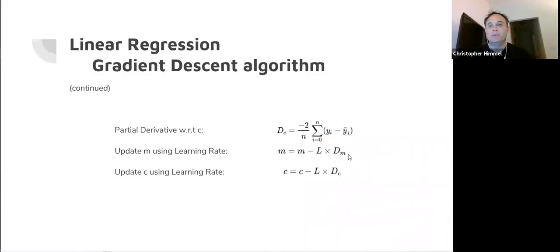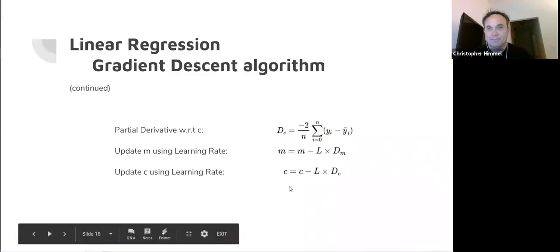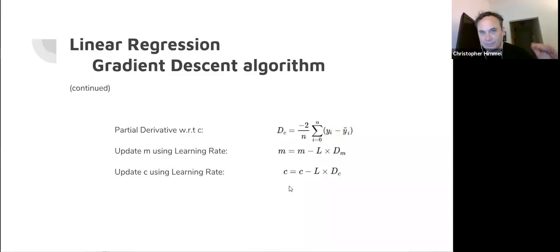We're going to move toward the answer by multiplying by a learning rate, a small amount. We're going to inch toward our answer of lowest error by adjusting m a little bit, adjusting c a little bit, in the direction of downward derivative.